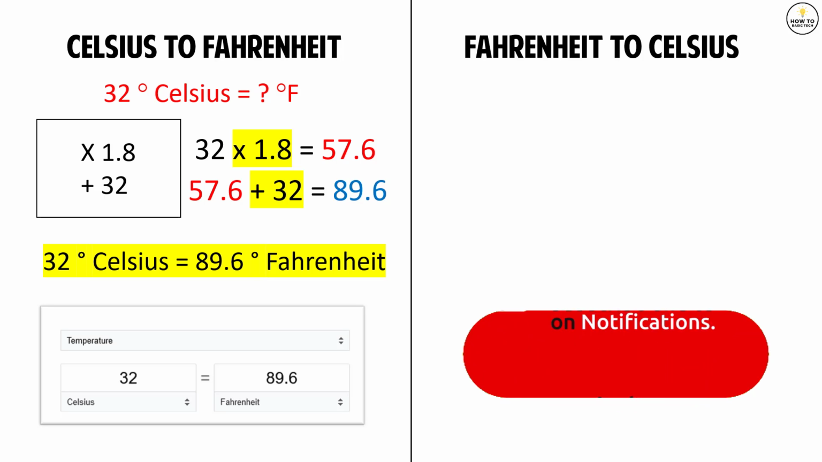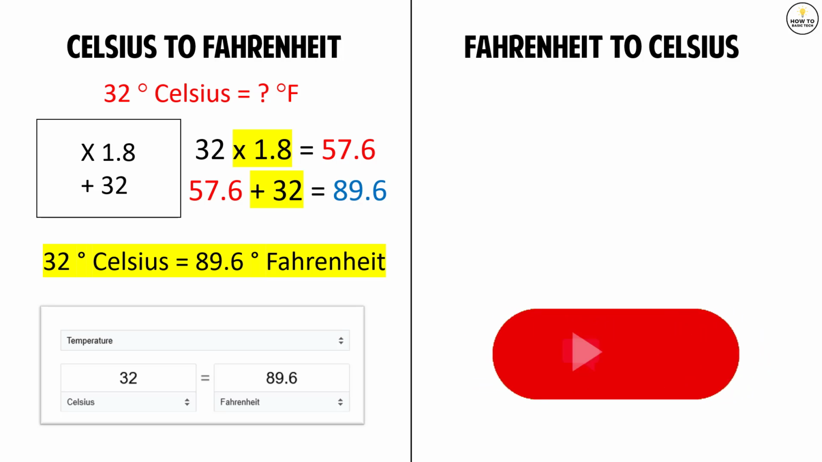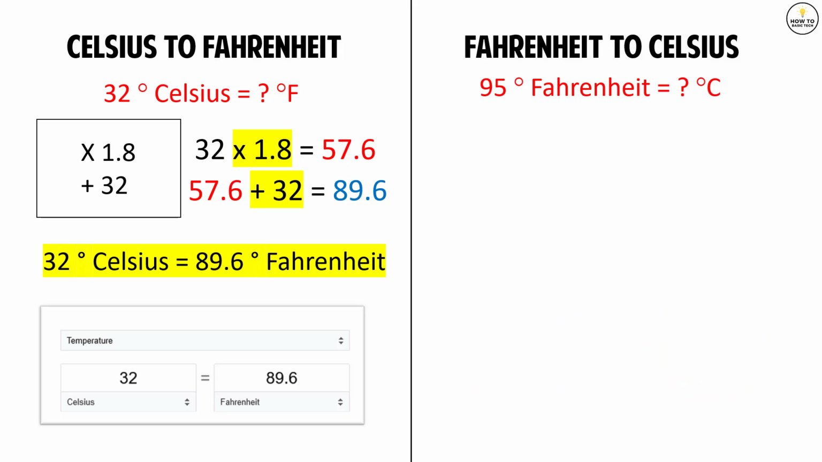Now let's see how to convert Fahrenheit to Celsius. Let's suppose we want to convert 95 degrees Fahrenheit to degrees Celsius. Here as well we need to perform two mathematical operations but in the reverse way. First subtract 32 from the Fahrenheit value and then divide that value by 1.8.